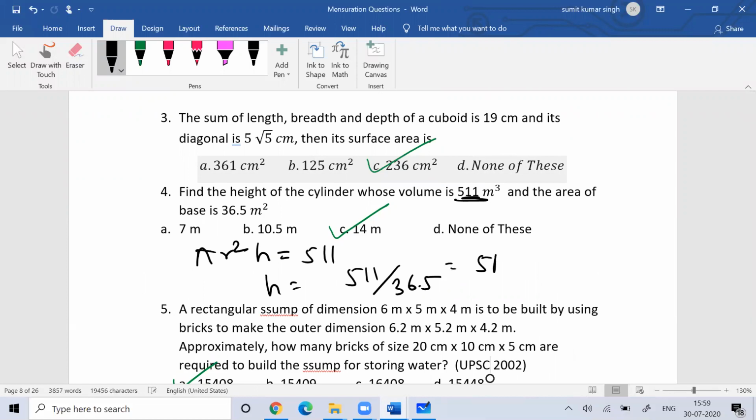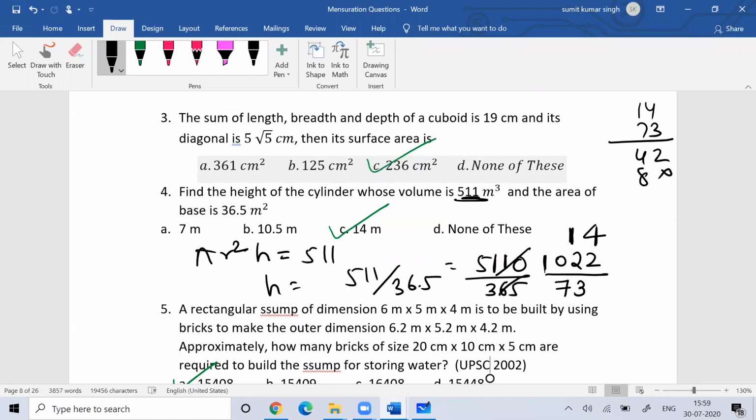So you get 5110 divided by 365, which is 1022 divided by 73. Now in 73, 3 table, 2 comes from 4s. So the answer should be 14. You can check 14 into 73: 14 3s are 42, 14 7s are 98. So you can check that it is 1022, which means the answer is correct.